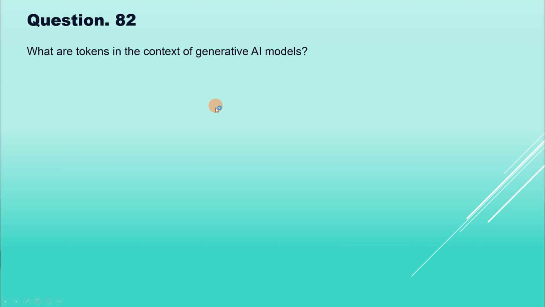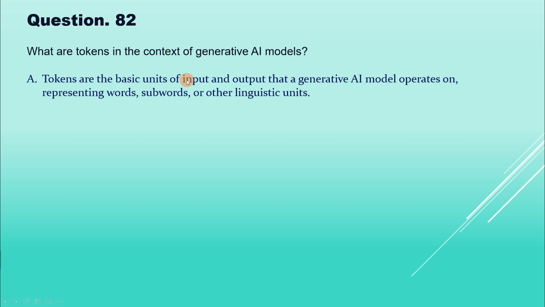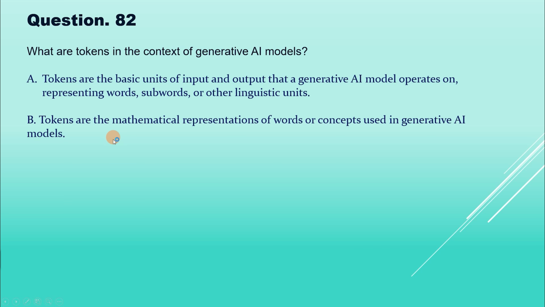Now question number 82. What are tokens in context of generative AI models? And here are the options. Option A, tokens are the basic unit of input and output that a generative AI model operates on, representing word, subword or other linguistic units. Option B, tokens are mathematical representation of word or concept used in generative AI models.